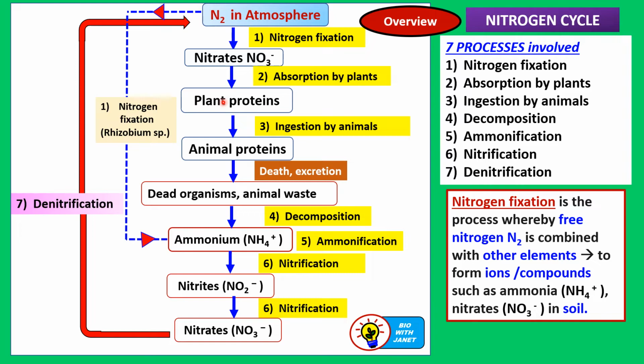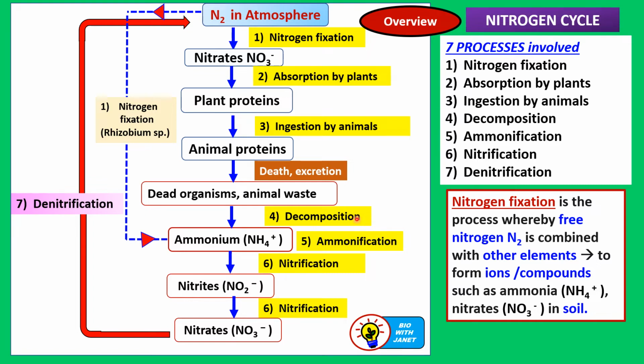Now, when plants and animals die, the bodies of the dead organisms will decay and undergo decomposition, breakdown. So the complex substances in the bodies of the dead organisms are broken down into simpler substances like ammonium ions. So when ammonium ions are formed, we call this process ammonification.